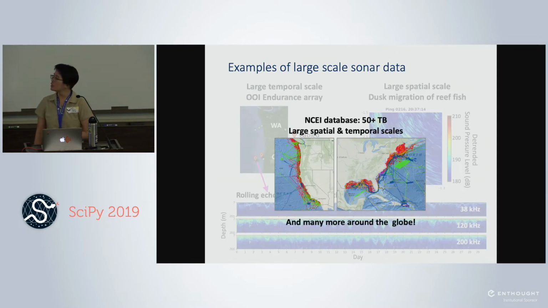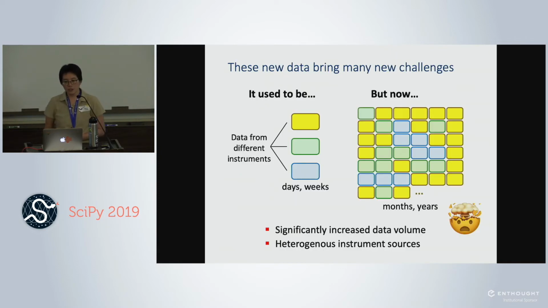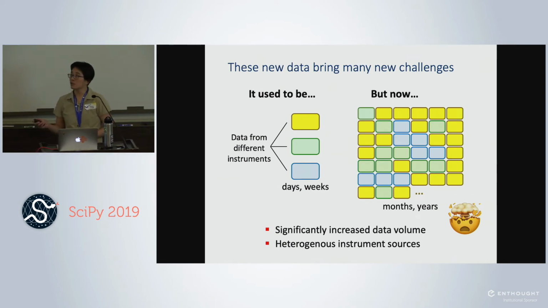And of course, there is more data with both large spatial and temporal scales, right? So these are from the NCEI data set. And these are just in the US. There are a lot from all these other countries in the world, right? So this new data brought a lot of opportunities, but also a lot of new challenges.